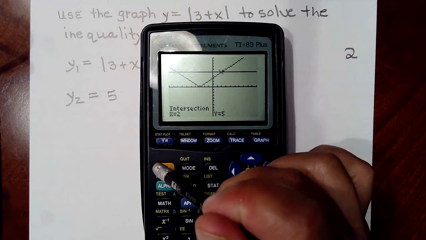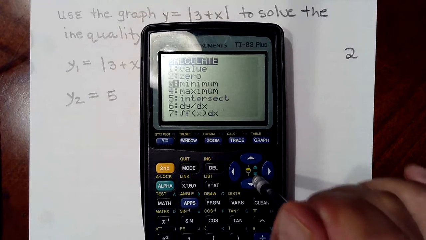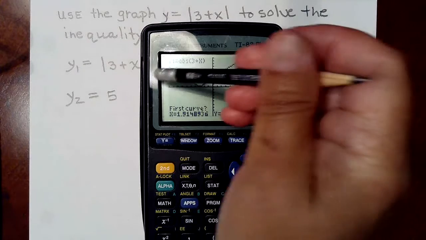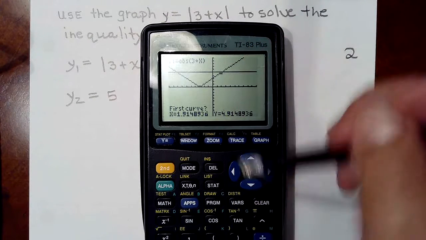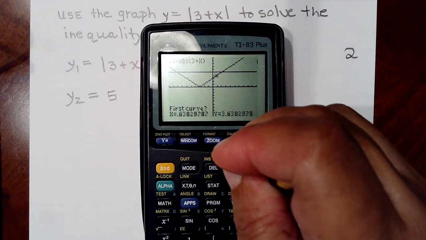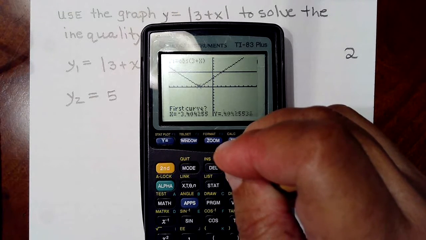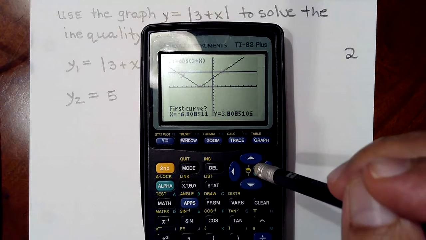So again, start over, second, calculate. We're finding a point of intersection. Now we need to get that blinker over here. So again, use only the sideways arrows. We want to go that way. You can keep that key constantly depressed until it gets over. It'll move faster that way. Okay, so we're getting close to where we want to be now.